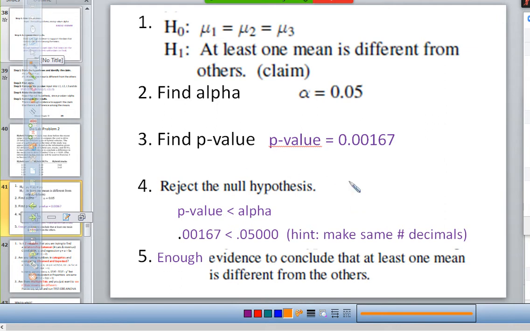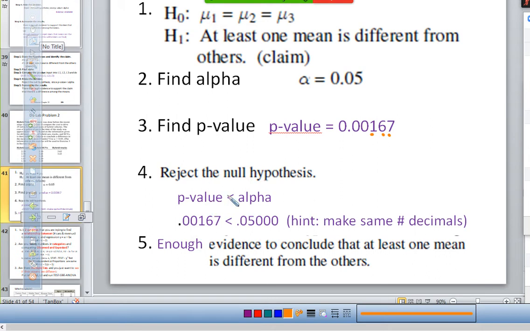Someone in my previous class said, how come you have 5 decimals this time? You only had 4 last time. It's because it's 3 sig figs. You go to the first non-zero number and you start counting there. So first, second, third, 3 sig figs.